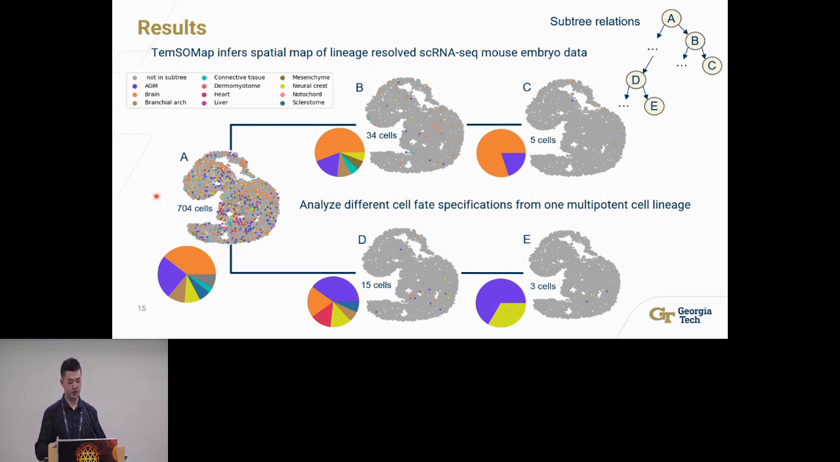So these are the results that validate that using TemSOMap to map the two datasets, we're able to analyze different cell fate specifications from one multipotent cell lineage. With that, I would like to summarize TemSOMap.